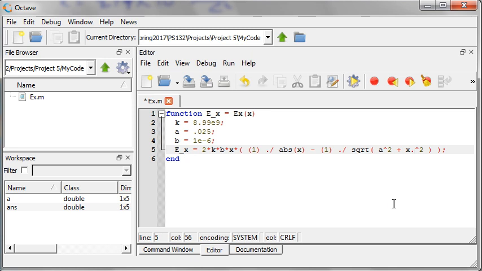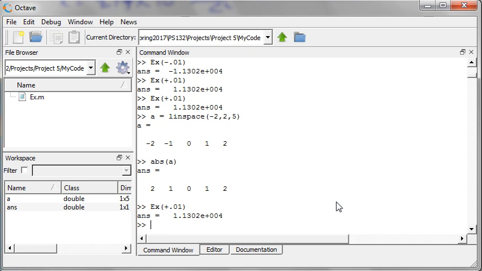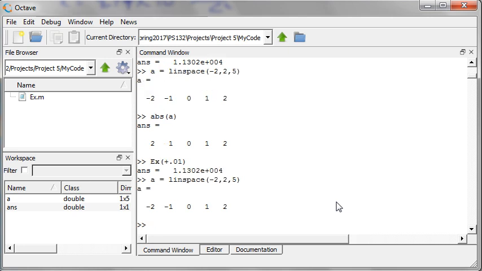And for this X, I need X dot to the power of 2 for the X squared. So I'll check and make sure it still works with just a simple number. And then I think I'll check and make sure it works with A. I'm going to make A have some negative values again. And then EX of A.